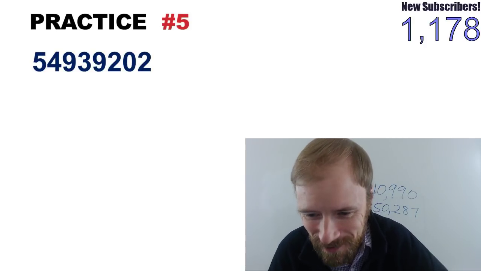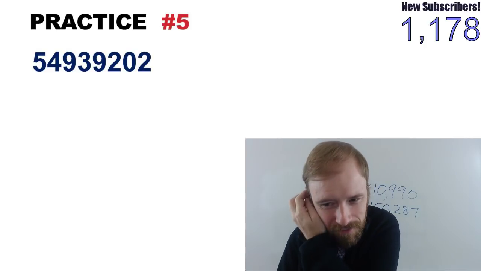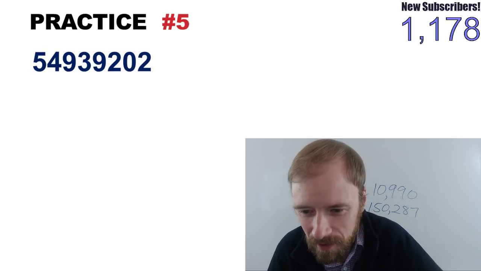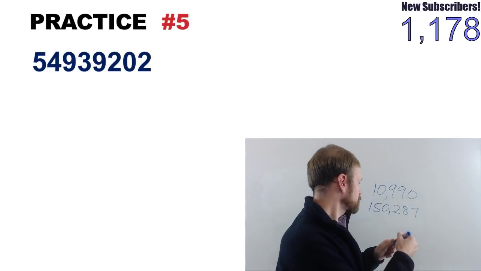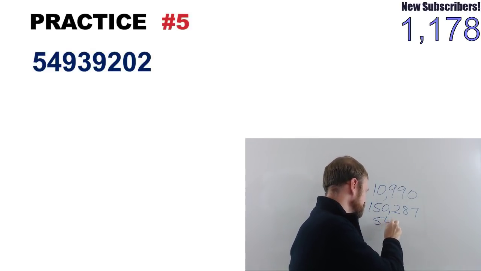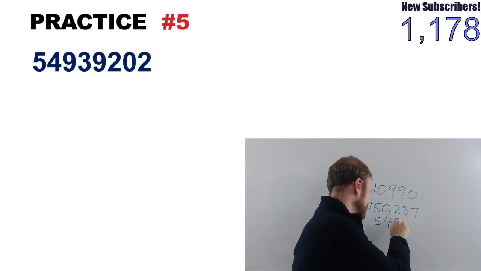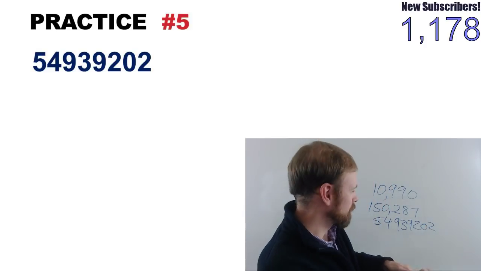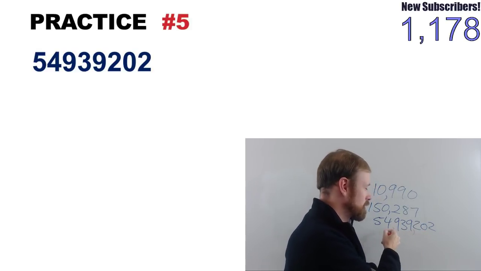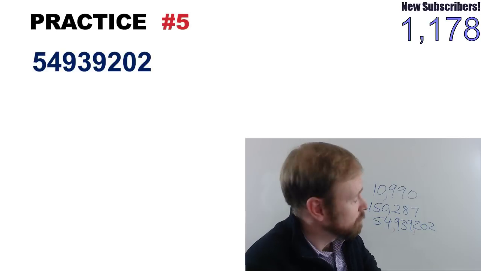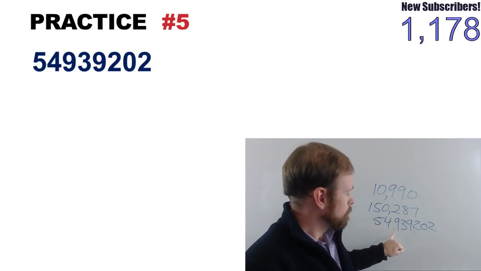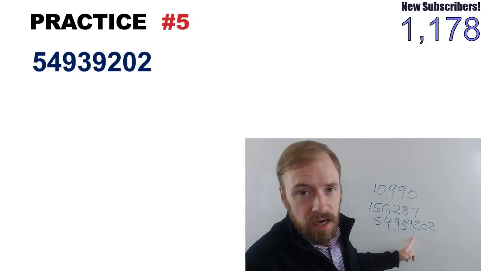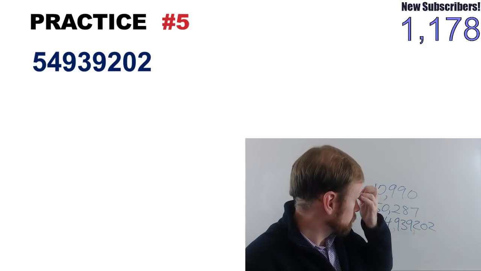54,939,202. Yes, UK Android. You're a quick typer. 54,939,202. 54 million. Okay. So again, I'm going to use the red pen. We got to go 1, 2, 3, comma, 1, 2, 3, comma. There's two commas. It's going to be million. 54 million, 939,202. All right.